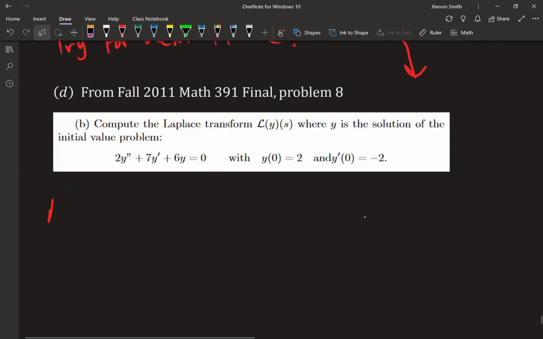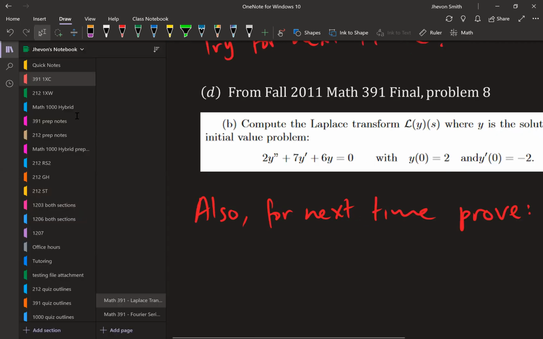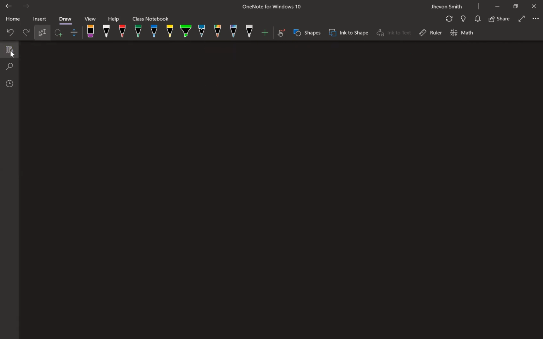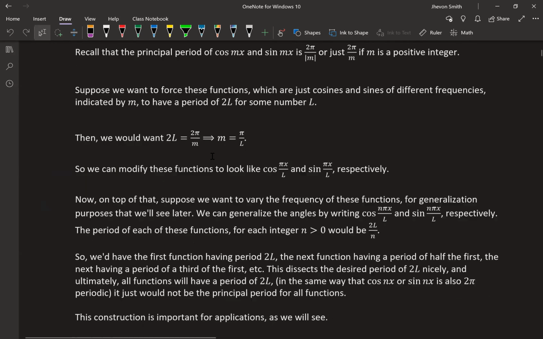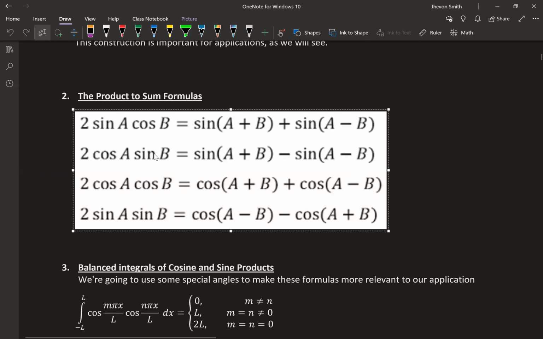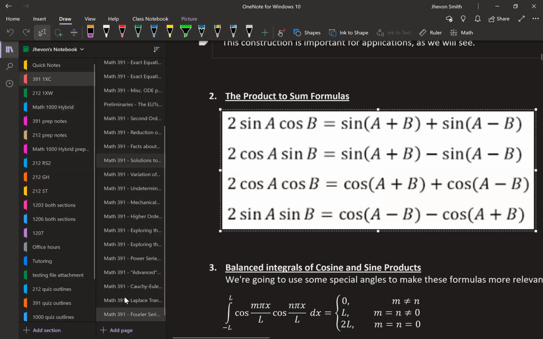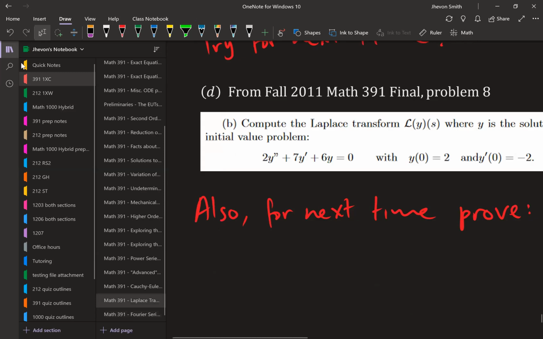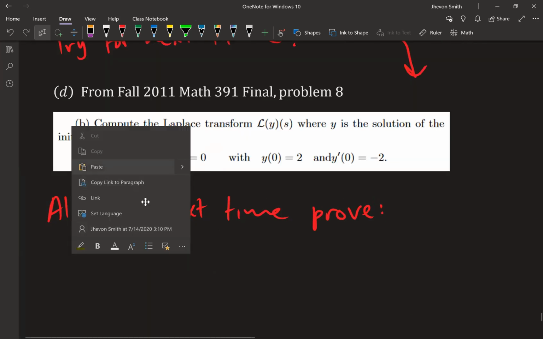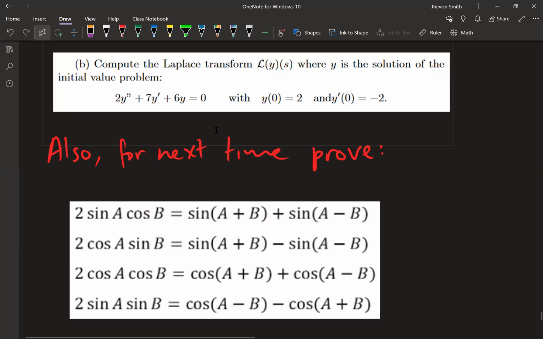Also, do some more work. Also, for next time, prove these. We kind of need these guys to set up Fourier series. You don't need to prove all, but figure out the method.